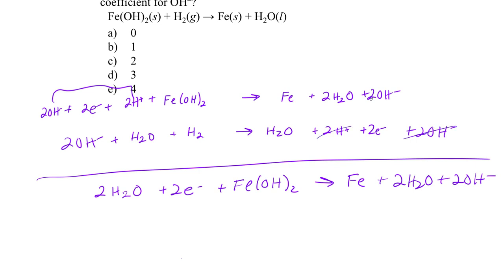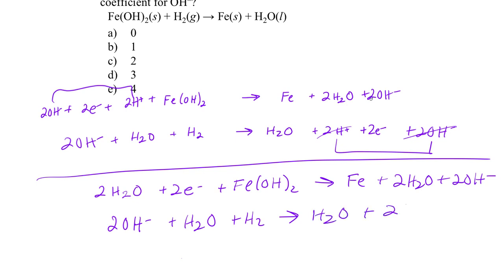On the product side of the second half reaction, again, we're going to have 2 water formed. So we're going to have 2 OH minus plus H2O plus H2 forms H2O plus 2 H2O plus 2 electrons.